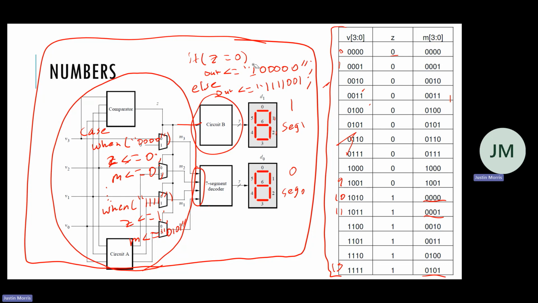And this should also be flipped. So 0, 1, 2, 3, 4, 5, 6. Why is it flipped like that? Wait, no, I'm being silly. This one is right because all of them are on: 1, 2, 3, 4, 5, 6. And that's just the nature of the circuit. It's just what this is expecting.